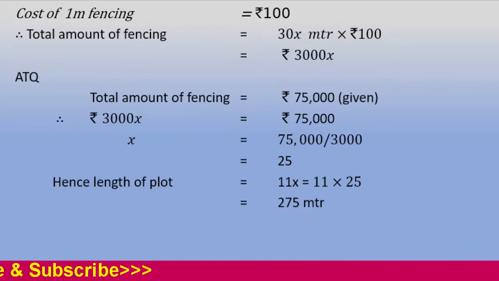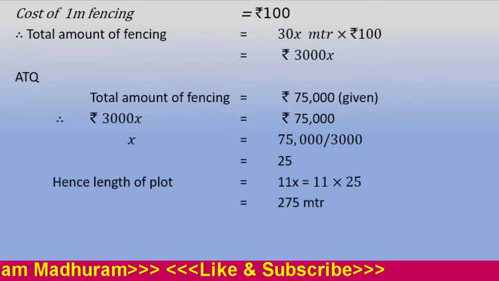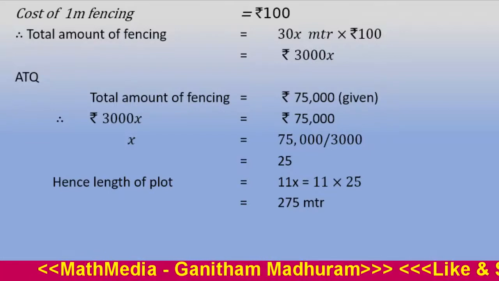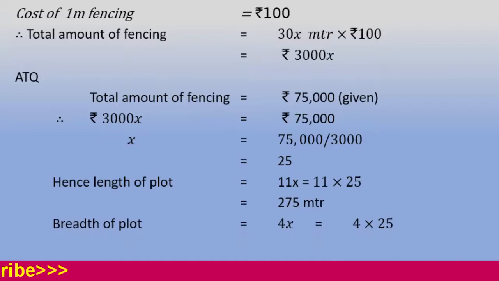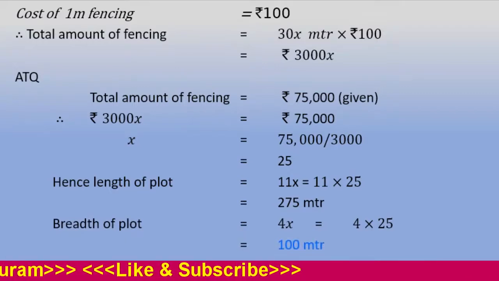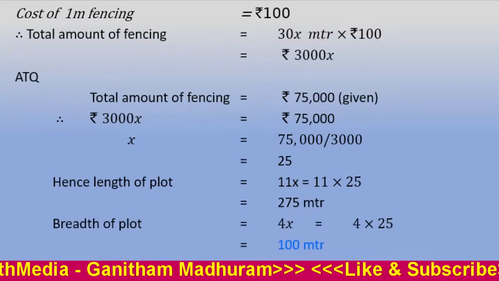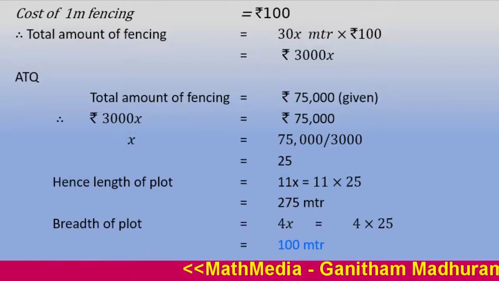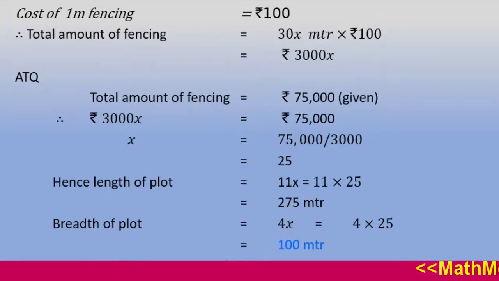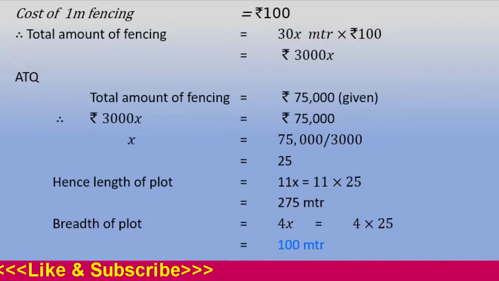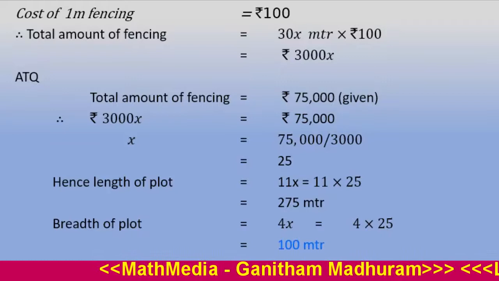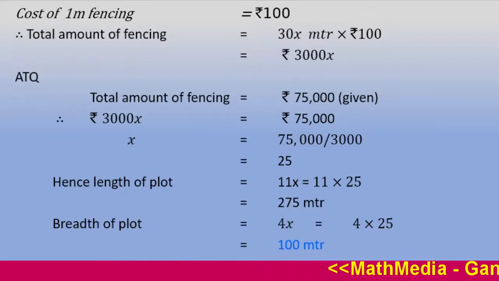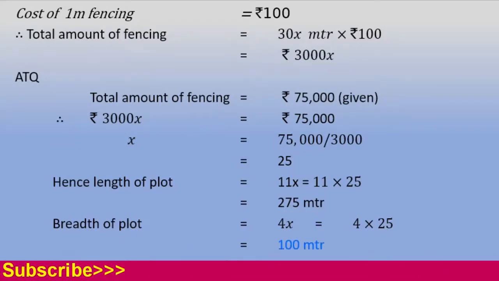Hence the length of the plot equals 11x, that is 11 into 25, equal to 275 meter. Similarly, the breadth of the plot equals 4x meter, that is 4 into 25, equal to 100 meter. Hence the length of the plot is 275 meter and the breadth is 100 meter.